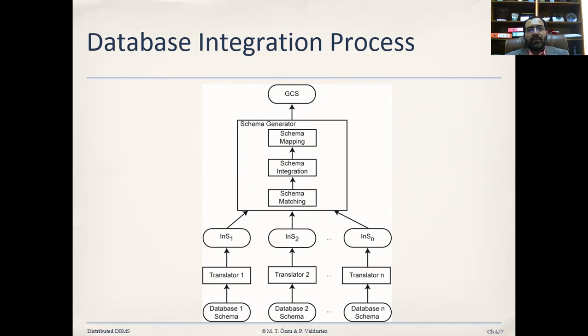That has to be translated, and then after that translation, it moves towards the schema generator part, which is very important. And here you have three steps. One is called the matching, the second is called the integration, and the third is called the mapping. This we will discuss in detail in the coming slides. But if you try to understand the concept, it is a very simple concept.